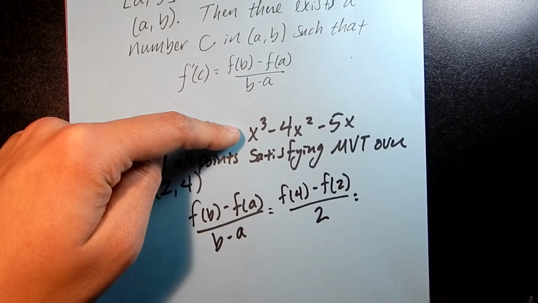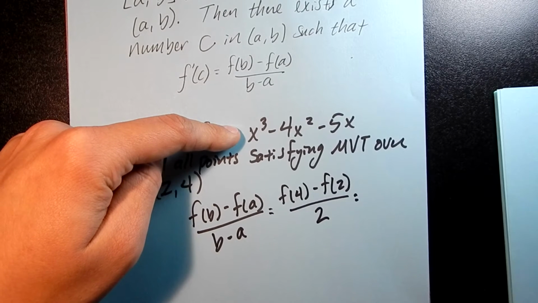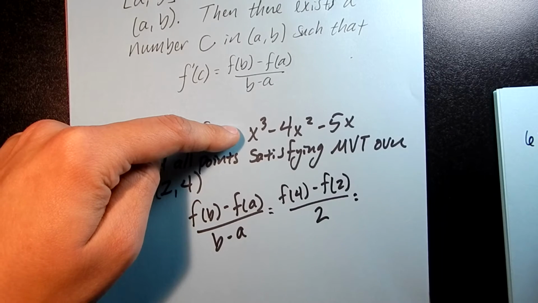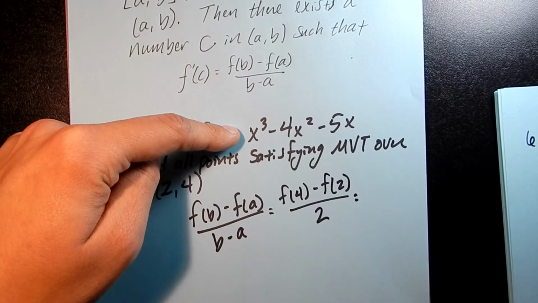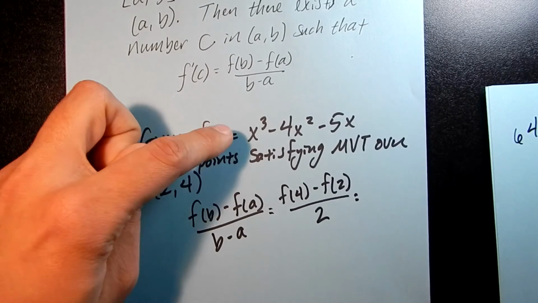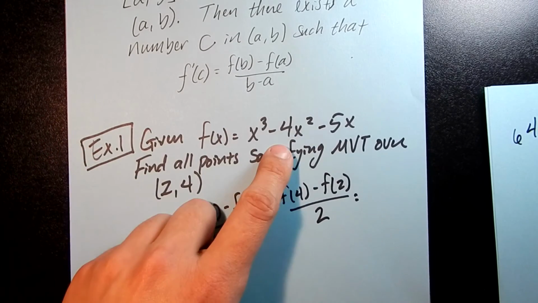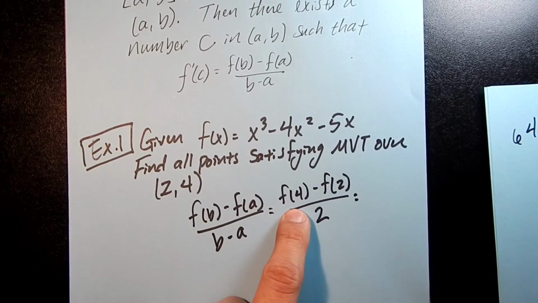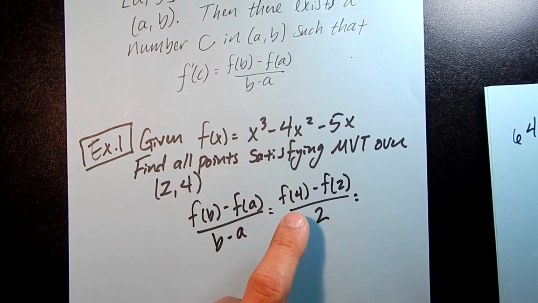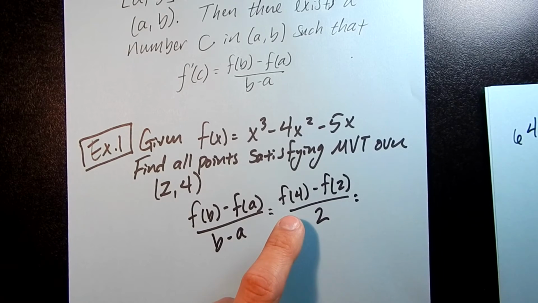So we've got 4 cubed, what is that, 64, minus 4 times, I'm writing off to the side here just so I don't fill up room on this page because I'm kind of running out, 4 times 4 squared, so 16, minus 5 times 4, so 20. So I've got 64 minus 64 minus 20, so that's negative 20.